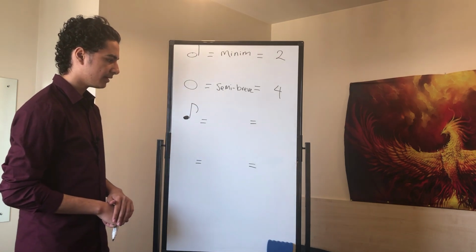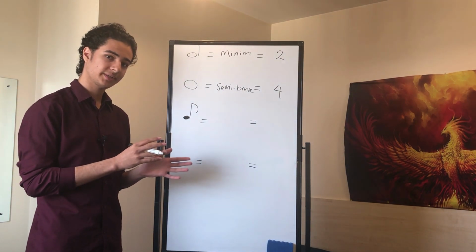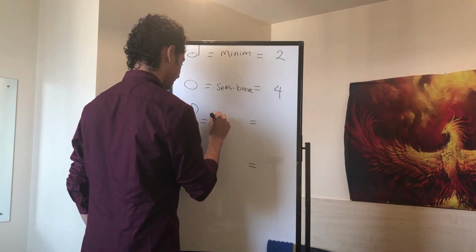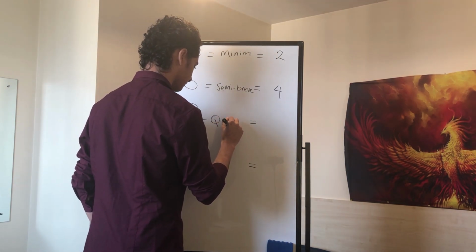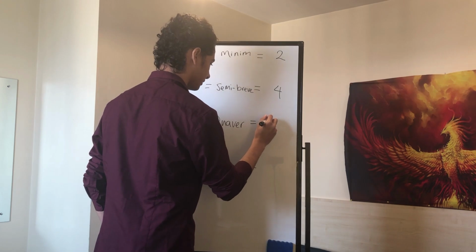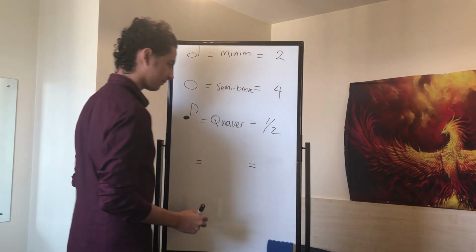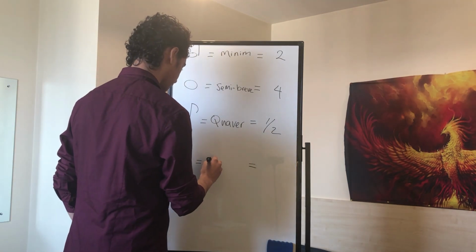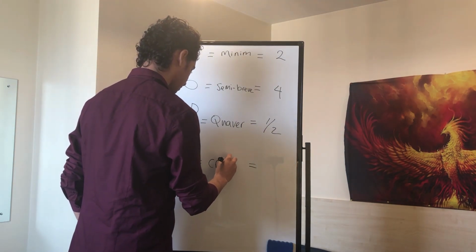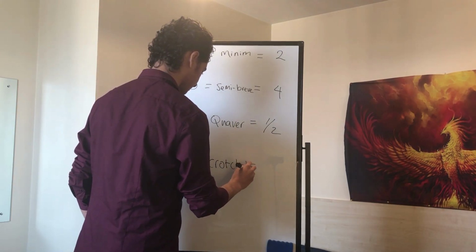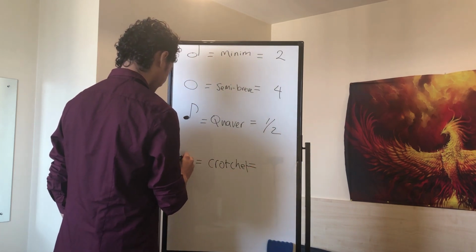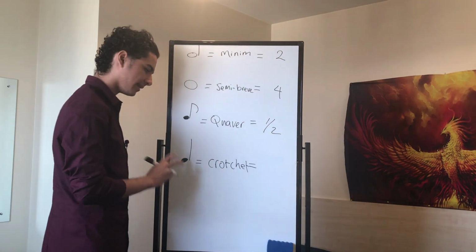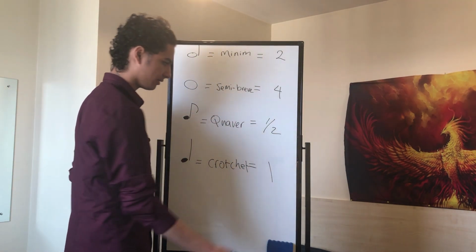yet. So hopefully you can remember the first one that we did, and this one is called a quaver, and it's worth 1/2. Which leaves the last one with being a crotchet, and that looks like this. It's a filled in circle with a stem, and that's going to be worth 1 beat.